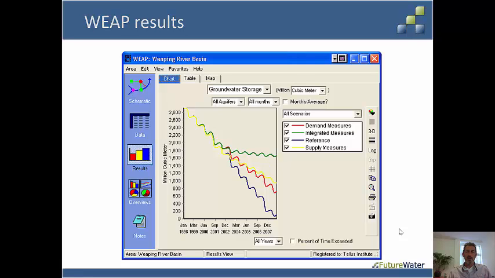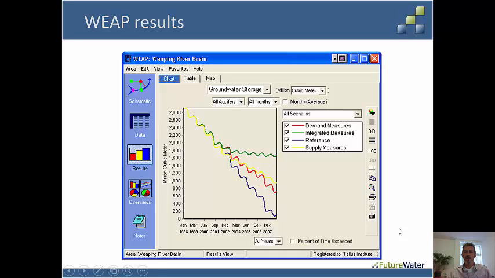WEAP is also particularly strong in looking at results and looking at different scenarios. And I just put here one typical output graph where you see the groundwater storage in a particular area over a period of 10 years in this graph. And you see here all kinds of different scenarios. For the moment, it's not so relevant what these scenarios are, but it's important to realize that the reference is in fact the case as it is today. So we are not doing anything, and what happens with the groundwater storage, it's really depleting.